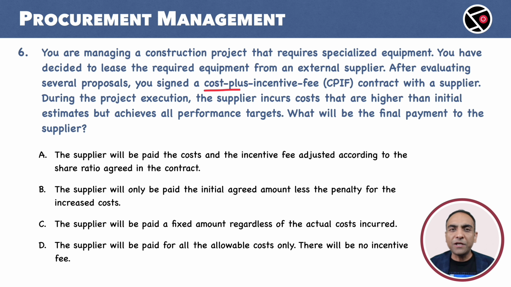We have a CPIF contract here. Cost is higher than the initial estimates. Performance targets are met. How much do we pay to the supplier?